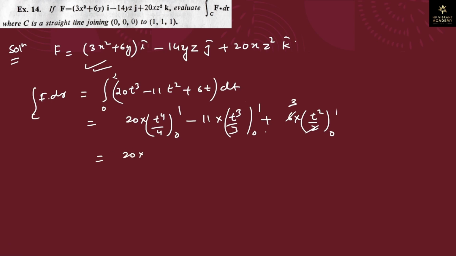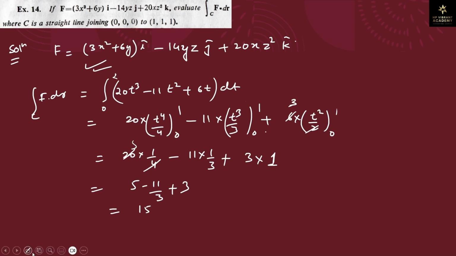This is 20 into 1 by 4, minus 11 into 1 by 3, plus 3 into 1. Okay, so this is 5 minus 11 upon 3 plus 3. This is 15 minus 11. 15 minus 11 is 4. 4 upon 3 plus 3. This is 13 upon 3 is the answer.